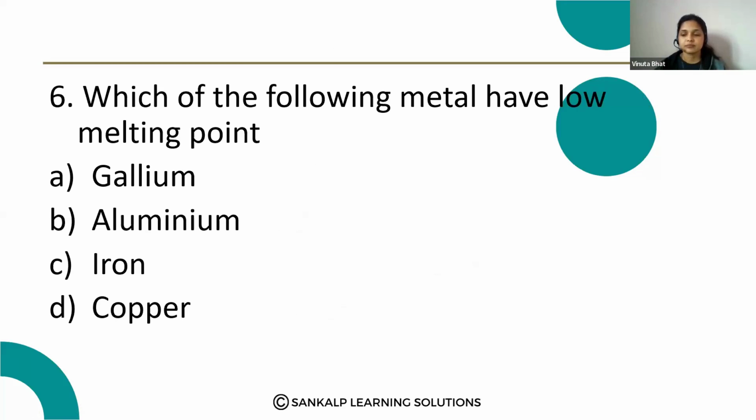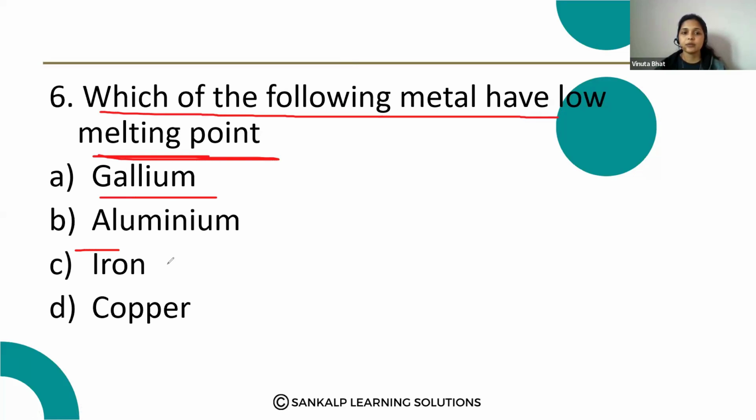Next question. Which of the following metals have a low melting point? Here, option A, gallium, option B, aluminium, option C, iron, and option D, copper. Please note down the question. Which of the following metals have a low melting point? Gallium, aluminium, iron, copper.